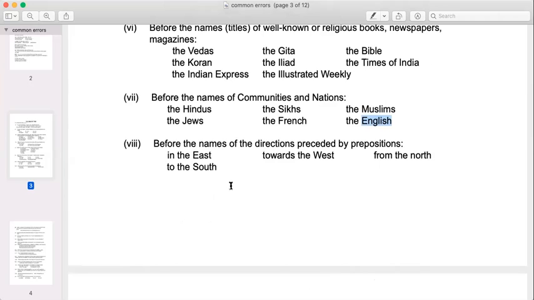The next use of "the" is before the names of the directions preceded by prepositions. This particular rule means that we do not use "the" directly when we are mentioning the directions, but when we are using some preposition with those directions. For example, we are not saying the east, the west. It is east, west, north, south. But when we are using a preposition like in the east, to the south, towards the west, "the" is used in this case.